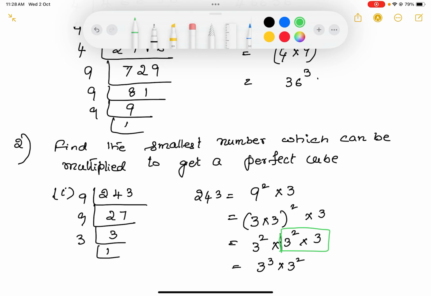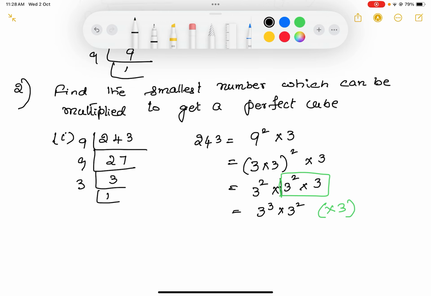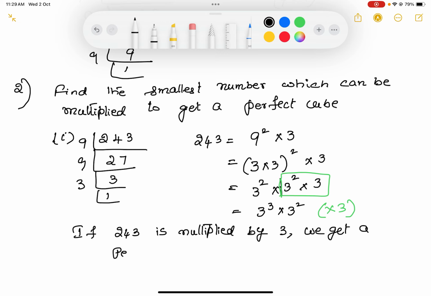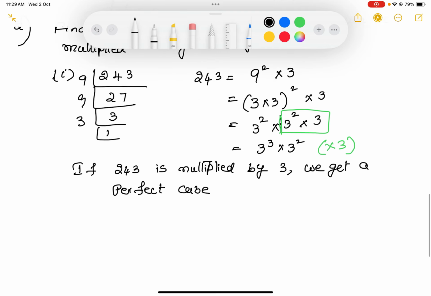So if I just multiply by 3, then I get 3 cube into 3 cube, right? So that's why we can say that the smallest number which can be multiplied to get a perfect cube is 3. If I multiply by 3, this number becomes a perfect cube. So what I am writing is, if 243 is multiplied by 3, we get a perfect cube. So this is the way of writing in the examination. That is very important.